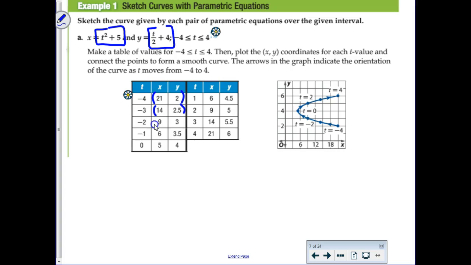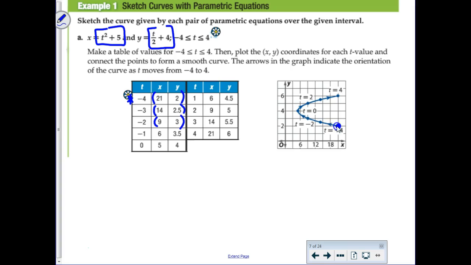So this is something your calculator is going to spit out at you. Obviously, this is something that we could do by hand, but I wouldn't make you because it's a waste of your time. Now here's the important part. When you are graphing this, this is the starting point. Remember how your time started at -4? So when you go to plot the ordered pair 21, 2, this is like the end point of the parametric equation.